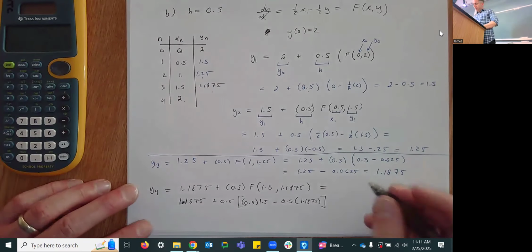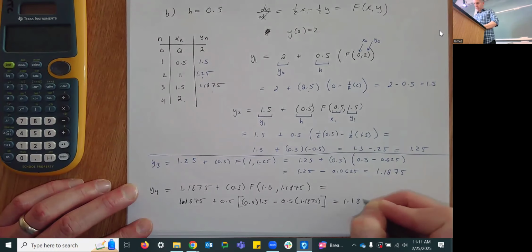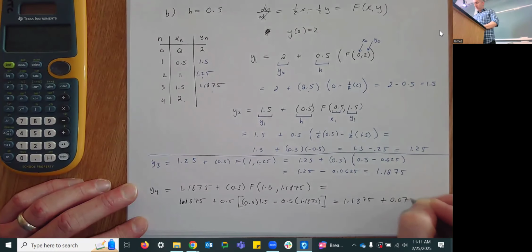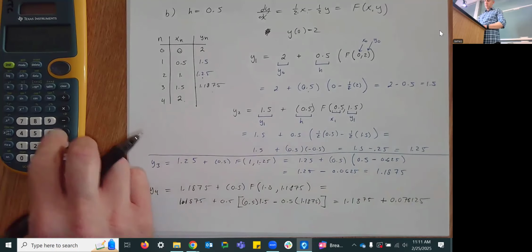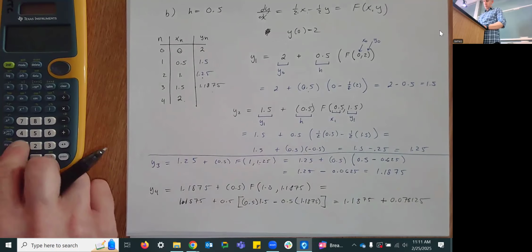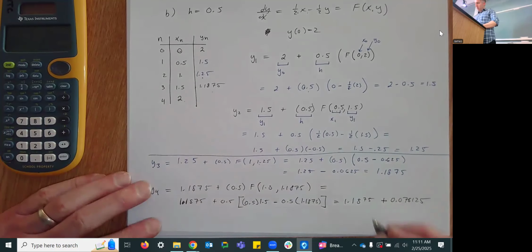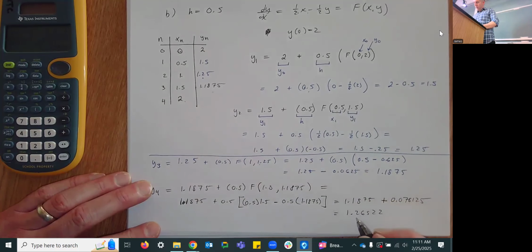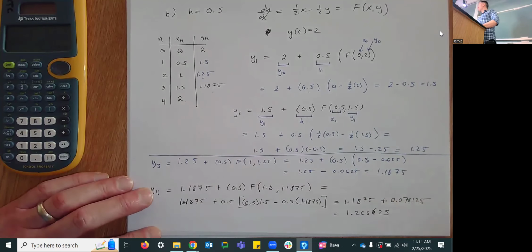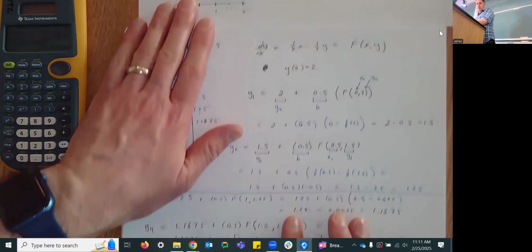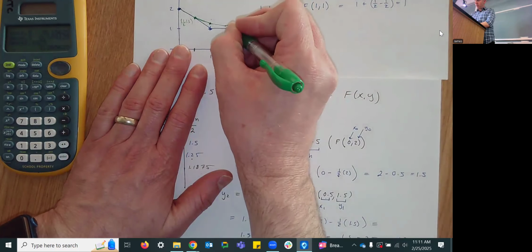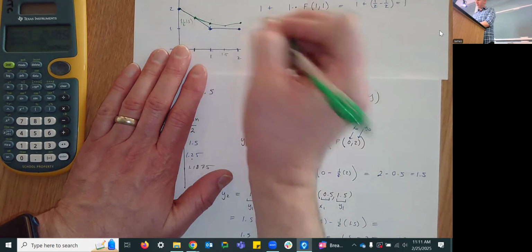So here's what we get. We get 1.1875 plus 0.078125, which ends up being 1.26565. So we actually got a little bit bigger. At this last step, our direction arrow was pointing us in a slightly upward direction. So we're going to end up right there.